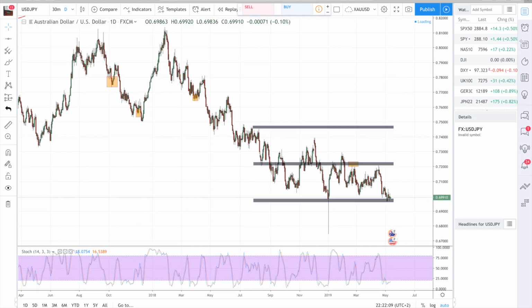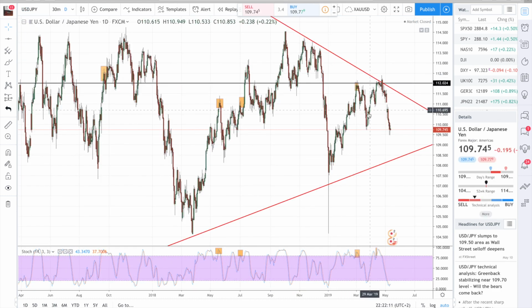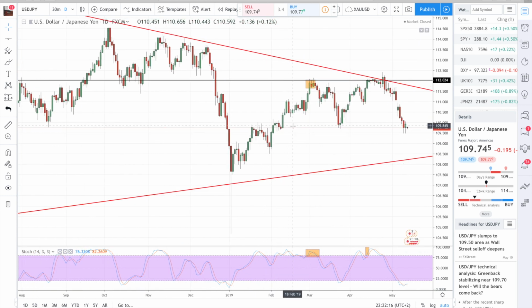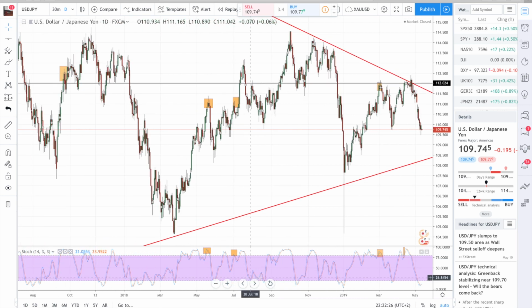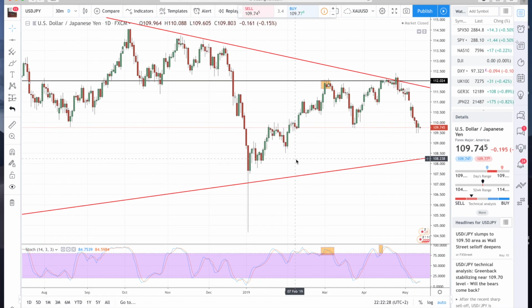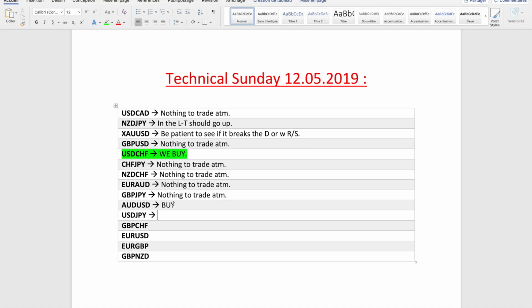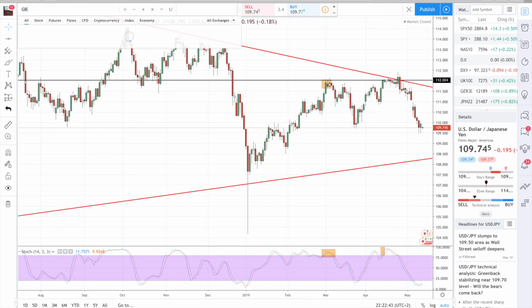USDJPY, I cannot spend too much time explaining every single reason why I want it, but USDJPY is also interesting. It got rejected several times, worked pretty well. Interesting to buy USDJPY. USDJPY is also for me a buy. Also buy. Oh, it's already like 16 minutes. I have to go faster.